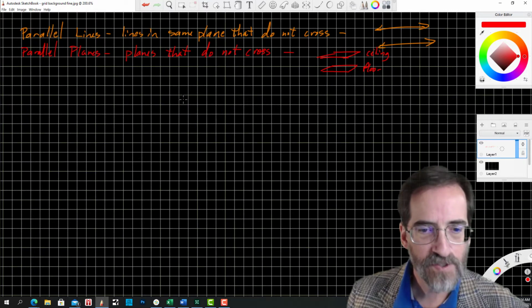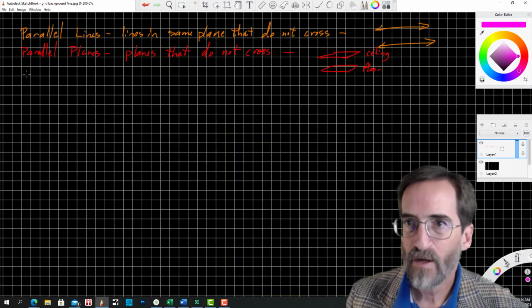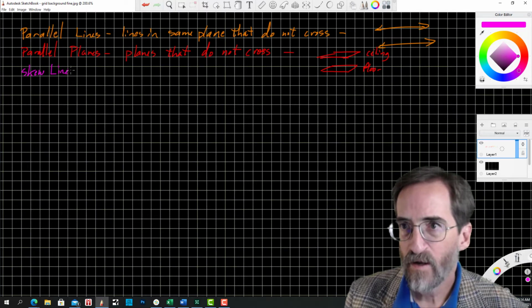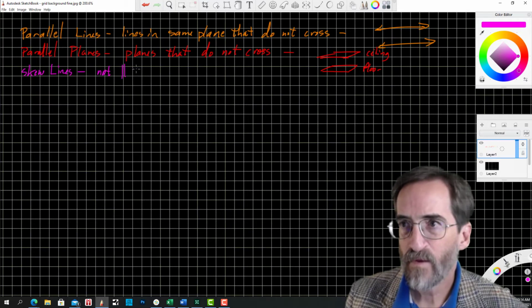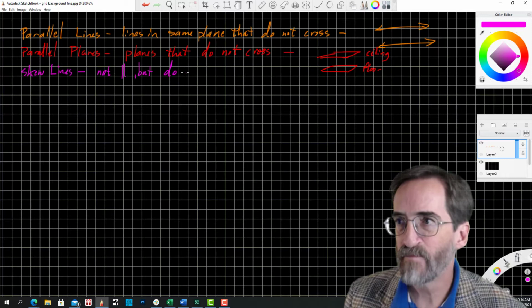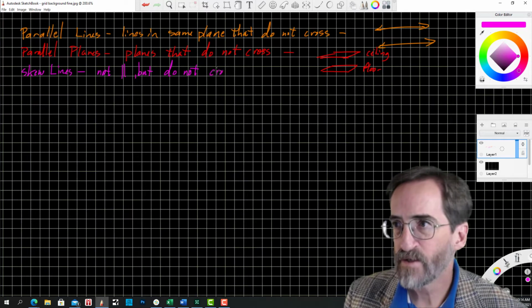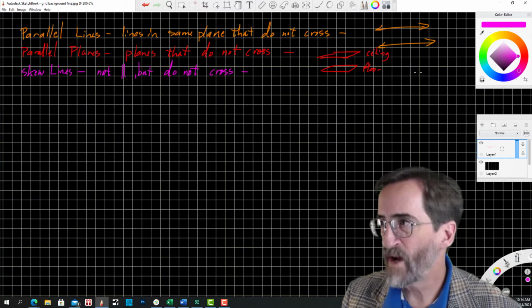All right, so skew lines. Skew lines are not parallel, but still do not cross. Well, you might ask, how can that be? Not parallel, but do not cross. Well, an example would be a freeway overpass.